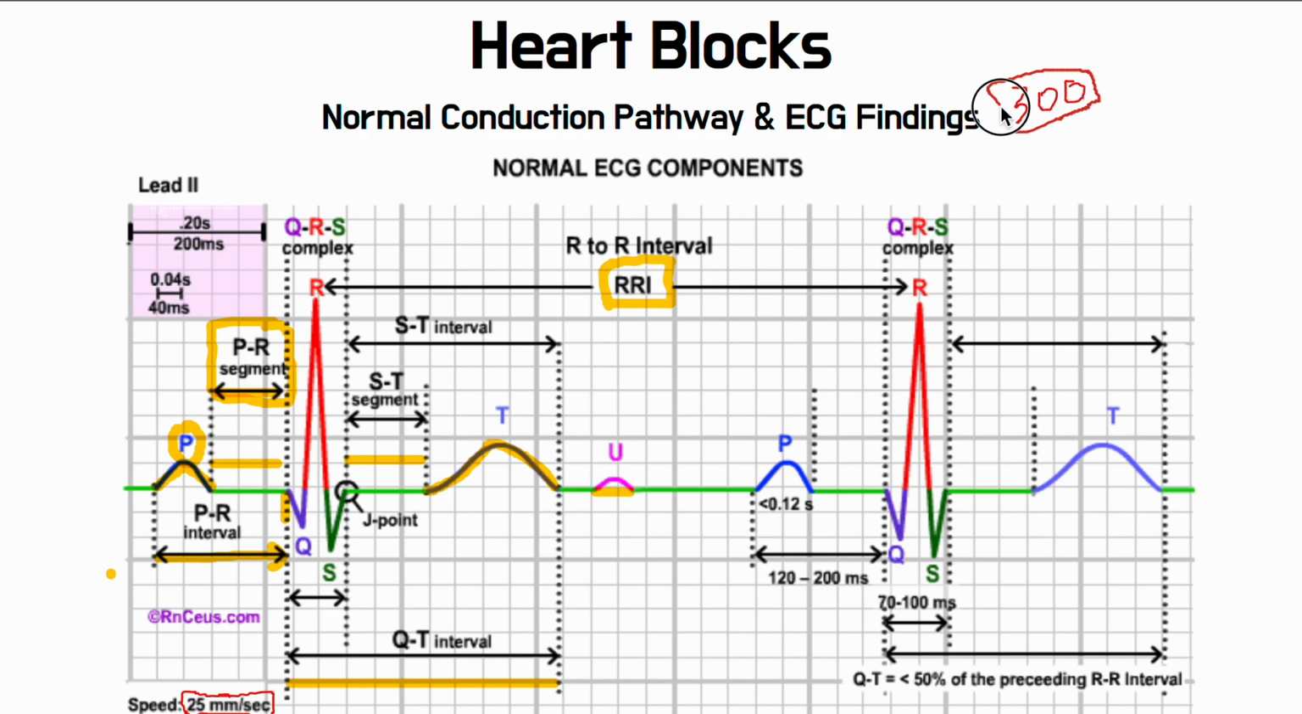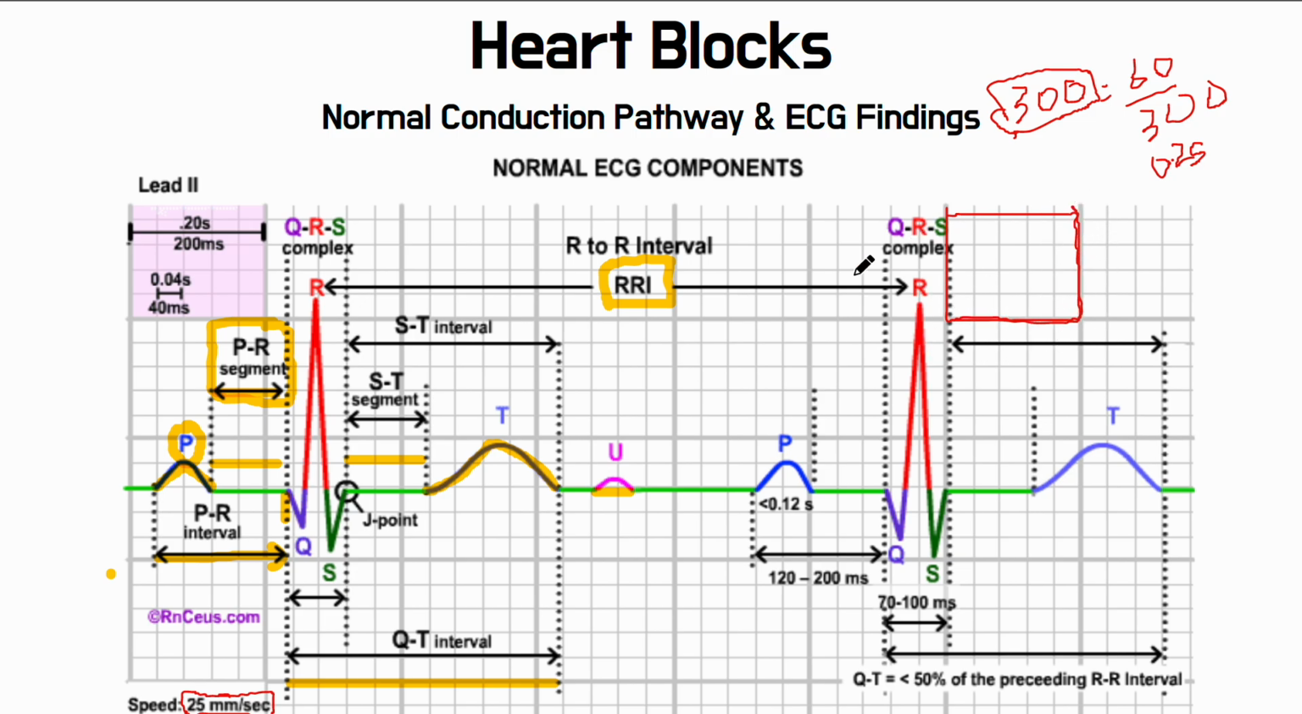This indicates 1 minute, 300 large boxes. What are large boxes? This right here is a large box, right? So 300 boxes indicate 1 minute or 60 seconds, right? So one large box means 60 by 300 seconds, which is how much? This is 0.2 seconds, right? Which is 200 milliseconds. So one large box indicates 0.2 seconds or 200 milliseconds.